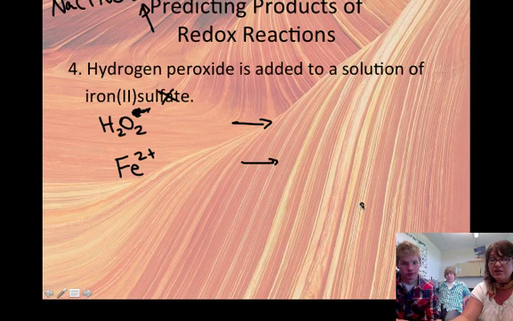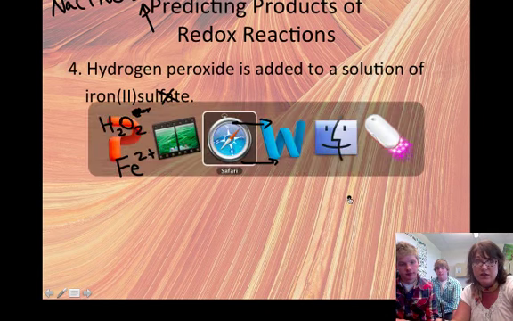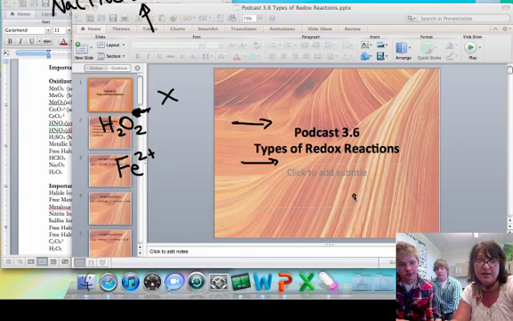All right, so now we need to know what's going to happen. Peroxide is a weirdo. It can do a couple of different things. So I'm going to take us to the handout that you have in your little packet. It's hiding.